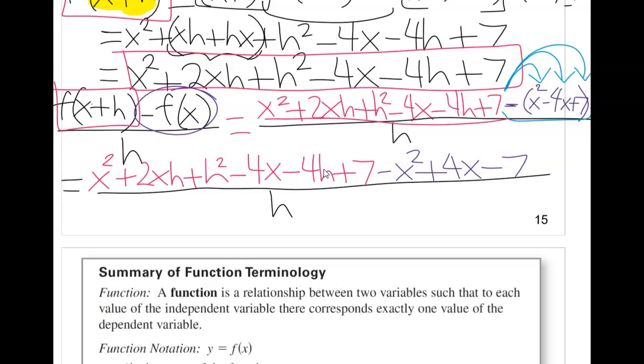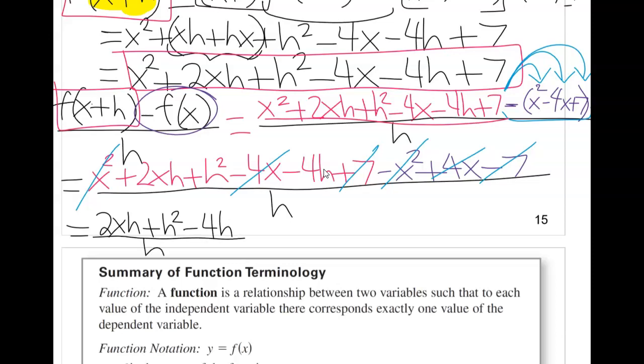Now, I want to check if there are some terms that I could combine. So they have to be like terms, such as x squared positive with negative x squared. They cancel out because they give me 0. They're opposites. Also, I have negative 4x with positive 4x, and then also positive 7 with negative 7. So I have some terms that were canceled. Now I'm going to rewrite what I have. So I have 2xh plus h squared minus 4h, and that's it.